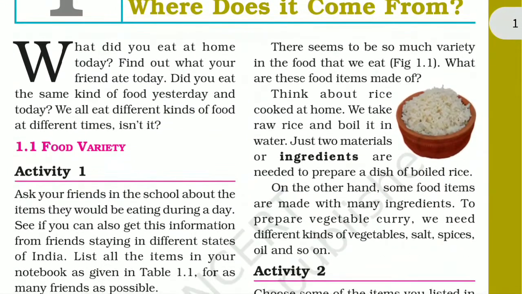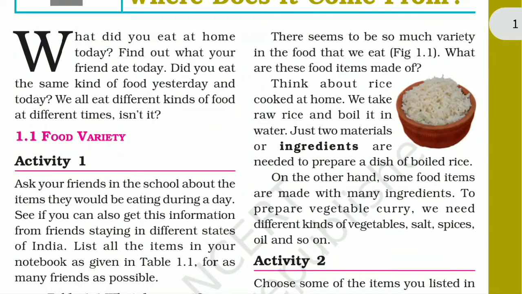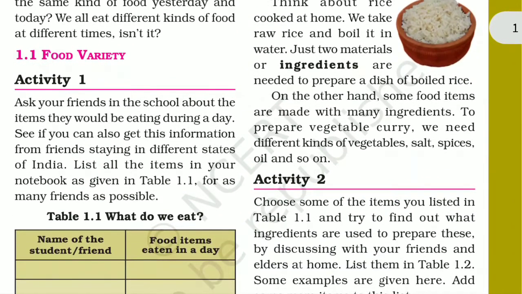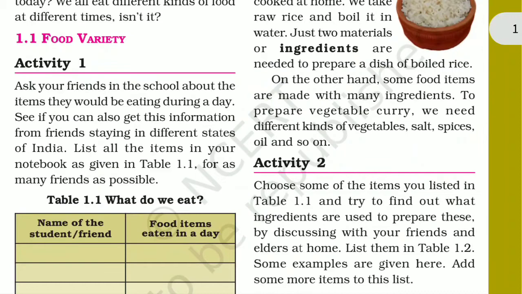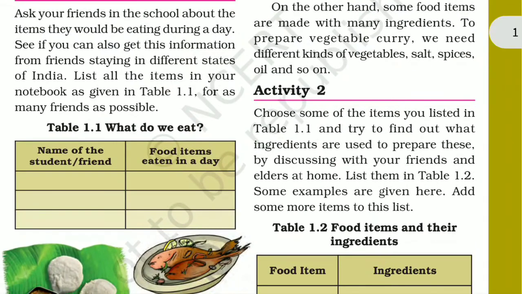Let's start with the first point. Food variety. Activity 1. Ask your friend in school about the items they would be eating during a day. So you have to ask your friend, if they were at home, what would they be eating. So let's start with some information about it. You can take information from your friends who are staying in another country or another state of India.